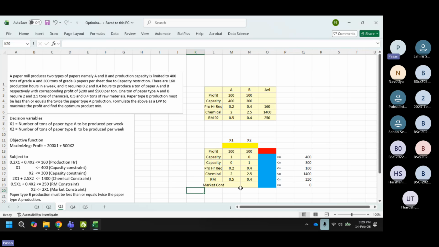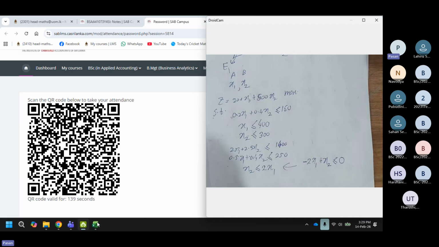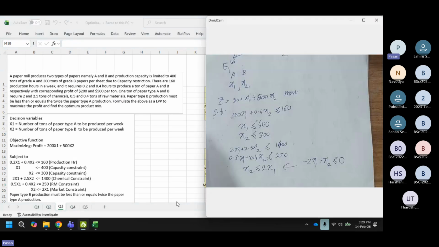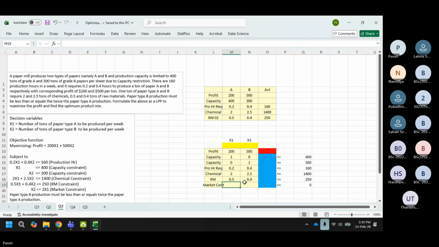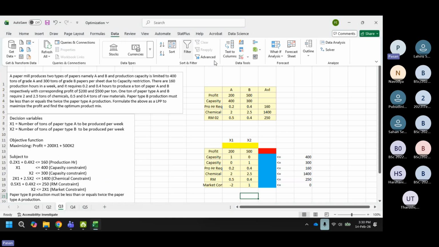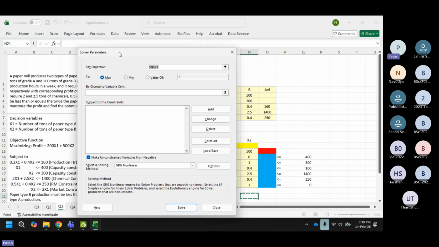And then in terms of our market count, that is the additional restriction that we have. So I need, in terms of x1, it is -2 and x2 is 1, and the right hand side less than or equal to 0, right? So these are the additional constraints that we can have. And then I can go into the solver package there.